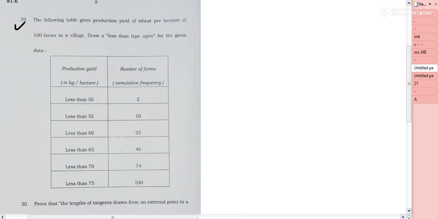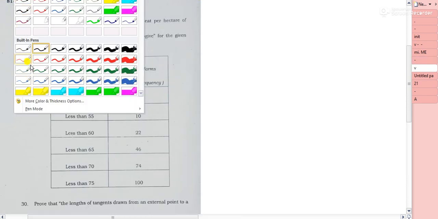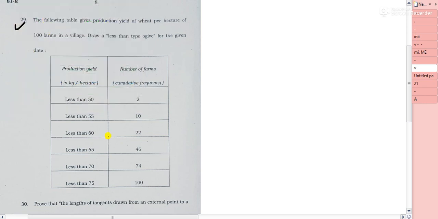So here is your next question, question number 29. They have given the following table gives production yield of wheat per hectare of 100 farms in a village. Draw a less than type ogive for the given data. Okay, so you all know, let me draw it here.